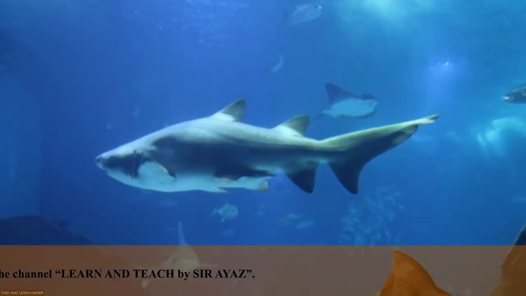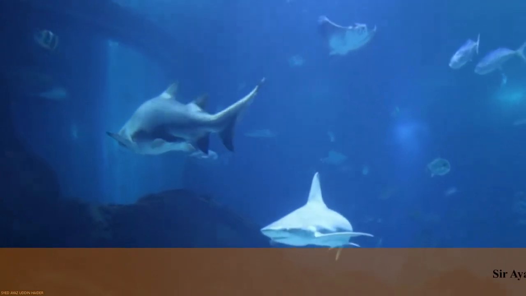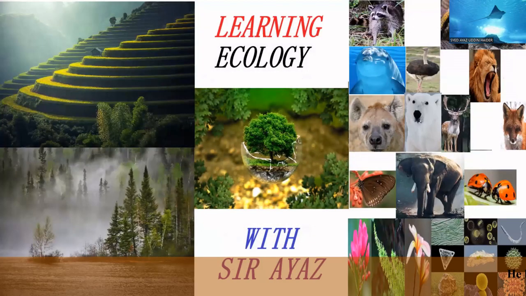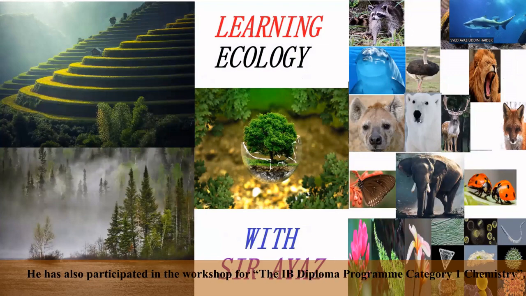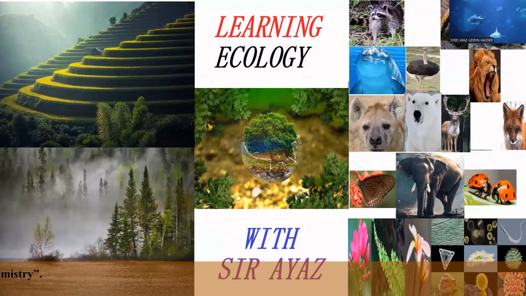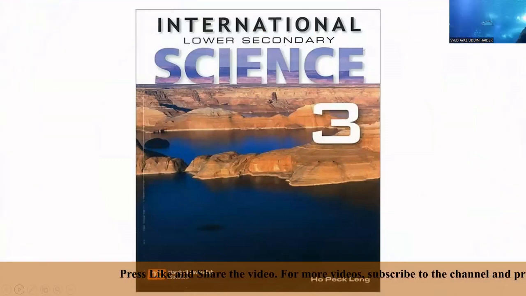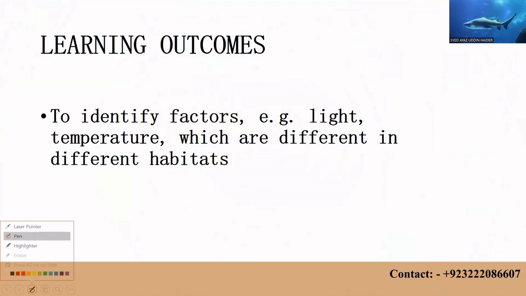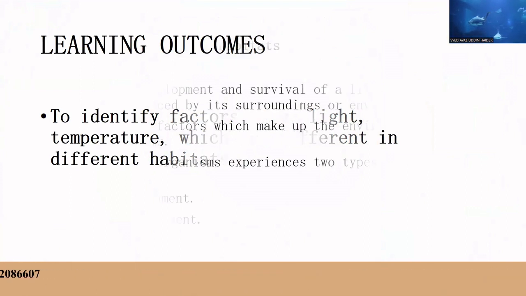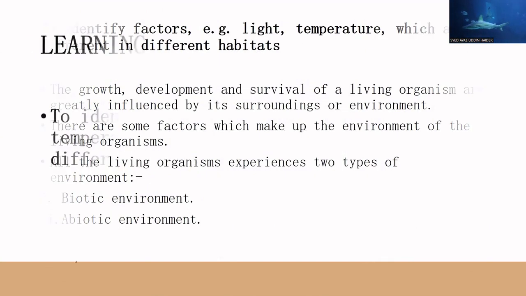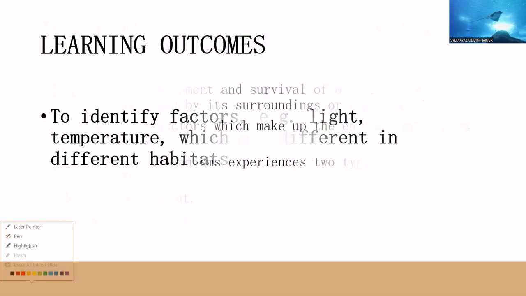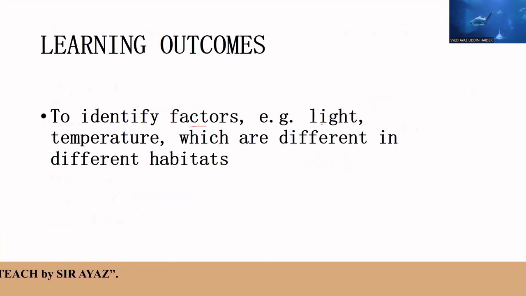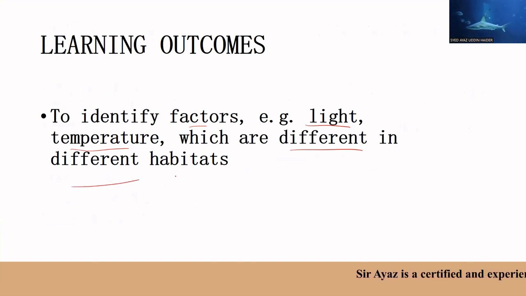So I will continue my video lesson for the topic ecology. And in my last video, I have talked about habitat, population and community. I'm following the book International Lower Secondary Science Book 3 by Marshall Cavendish Education. So here we are having the learning outcomes of this video lesson: to identify factors, light, temperature, which are different in different habitats.